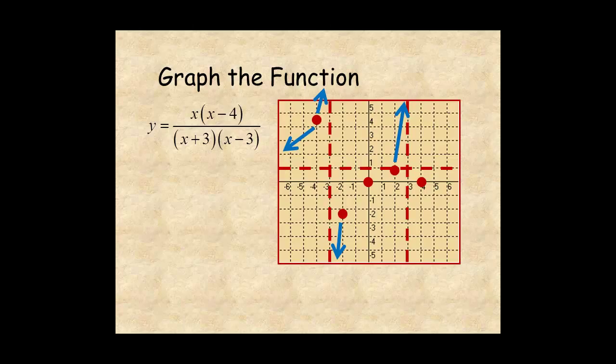Finally, from the x-intercept at x equal 4, the graph must curve down towards the VA and up from below towards the HA. And so the graph of the function looks like this.